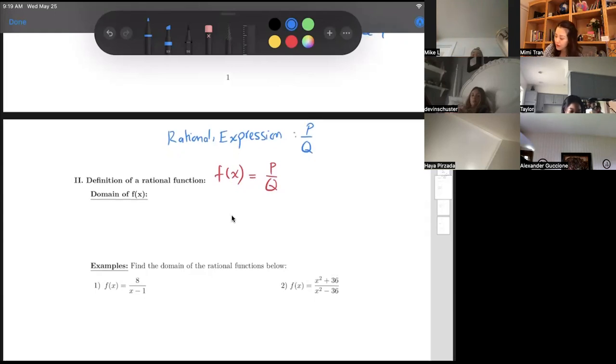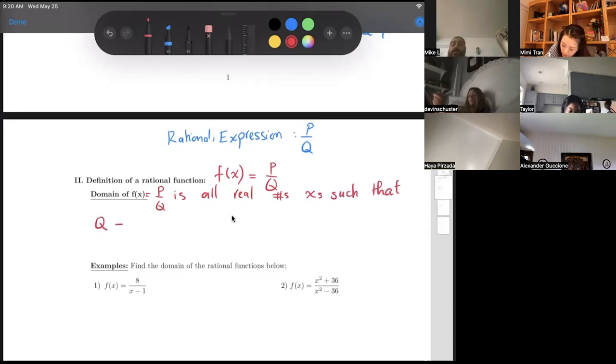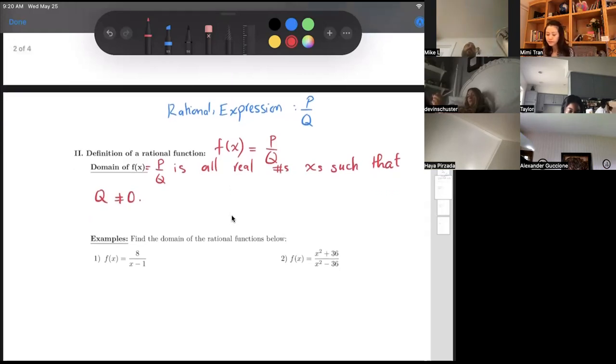So the domain of f, where f of x equals p over q, is all real numbers x such that q cannot be equal to 0. So everything except where the bottom is equal to 0, right?